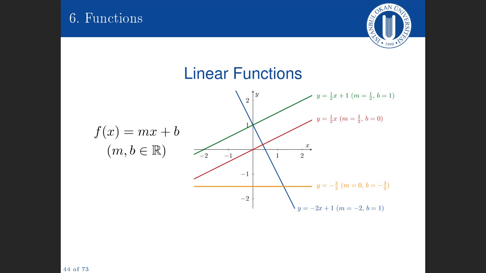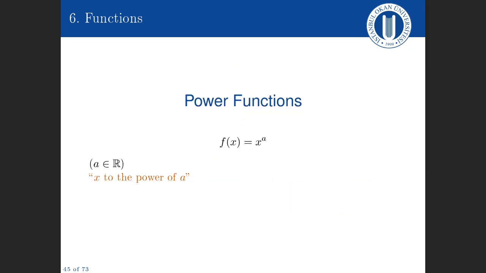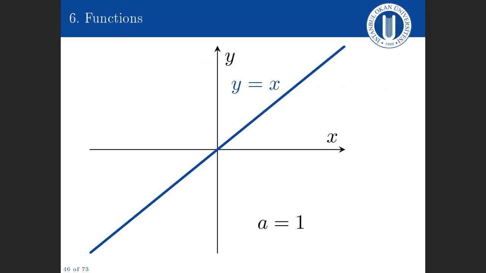Next, very quickly, I'm going to talk about some of the common types of functions. The linear functions are the functions f of x is equal to mx plus b. These are functions where their graphs are straight lines. The power functions are the functions x to the power of a, where a can be any real number. For example, if a is equal to 1, we just have y is equal to x. That's also a linear function.